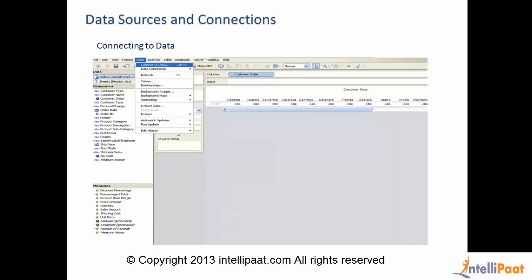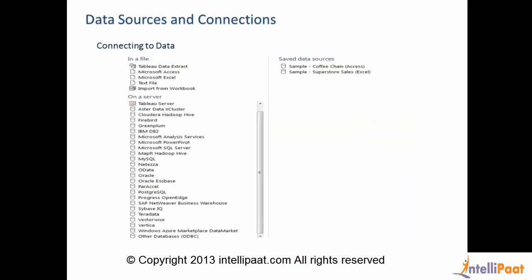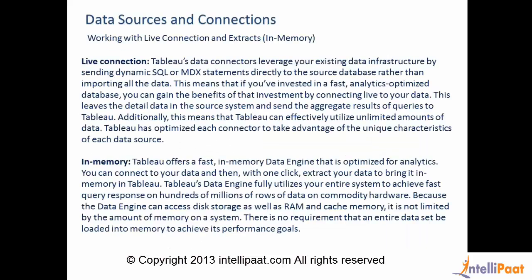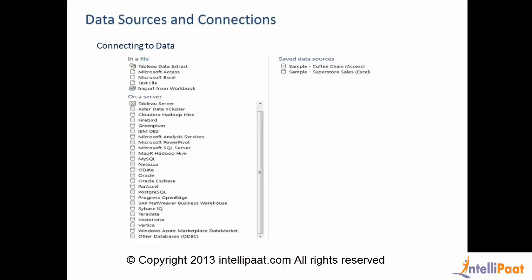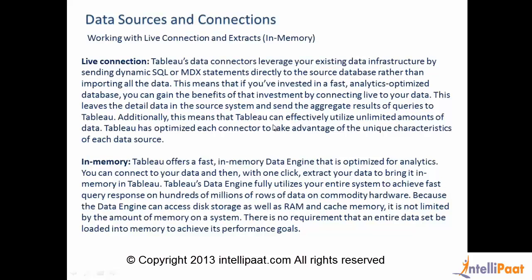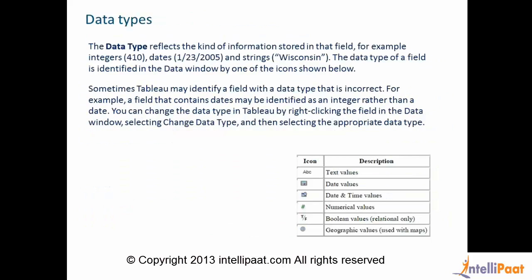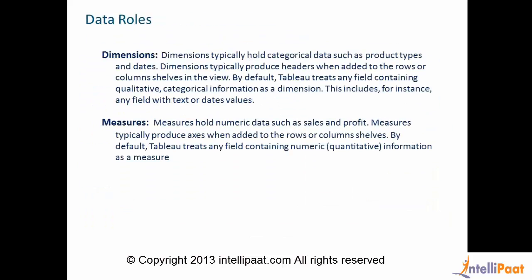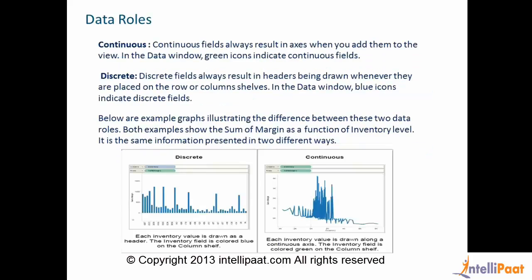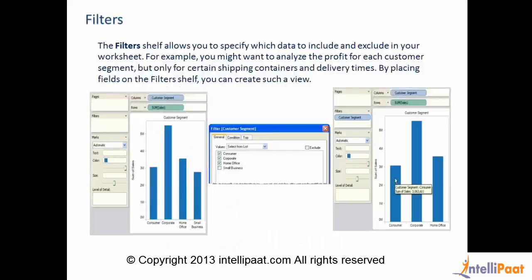And then we saw how to connect to the data. We connected to a sample data source, and also to a data source through Excel, and then we saw the different types of connections, basically live and in-memory connections. Then we saw the data types, the dimensions and measures, and the data roles, where there are continuous fields and discrete fields, and what the difference is between each of these.